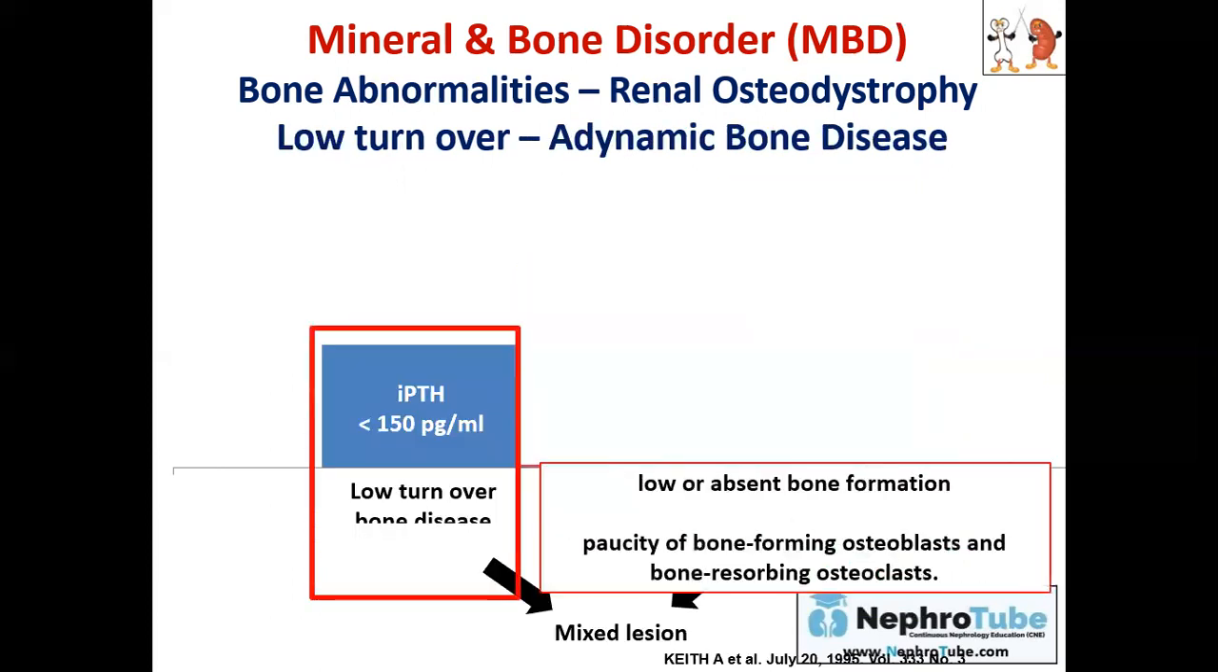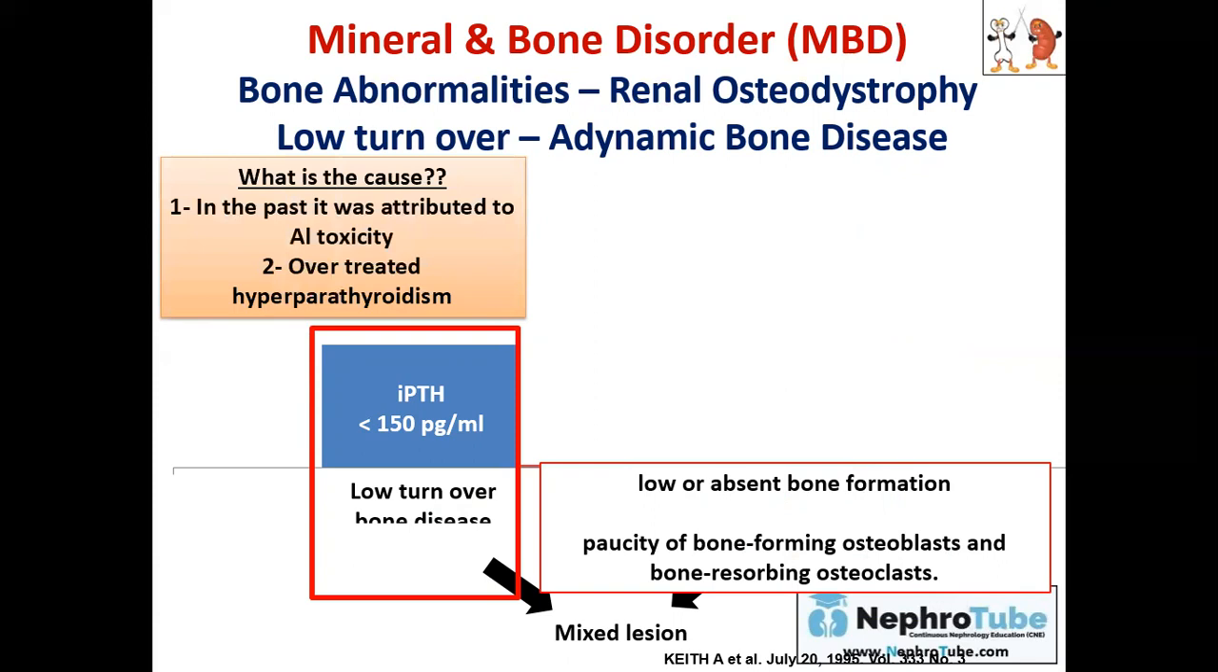So now what about what is called low turnover bone disease or adynamic bone disease? In this patient, the activity of the gland is low and the activity of bone cells will be low. There will be low or absent bone formation. What is called adynamic bone disease.